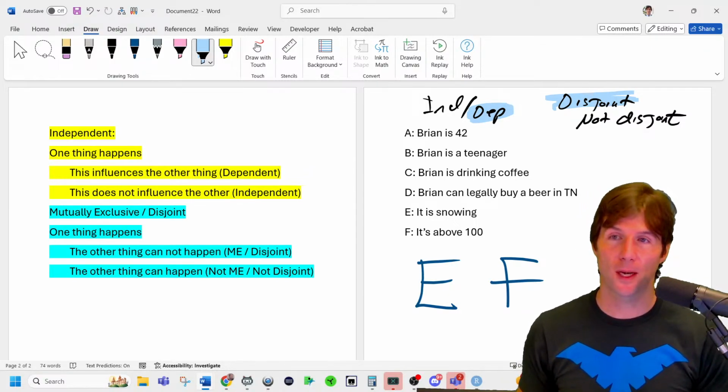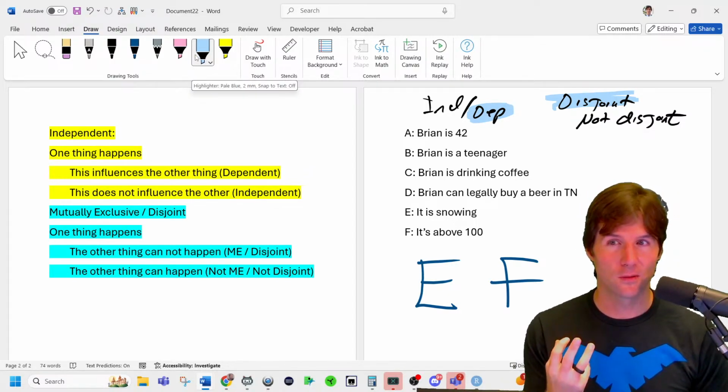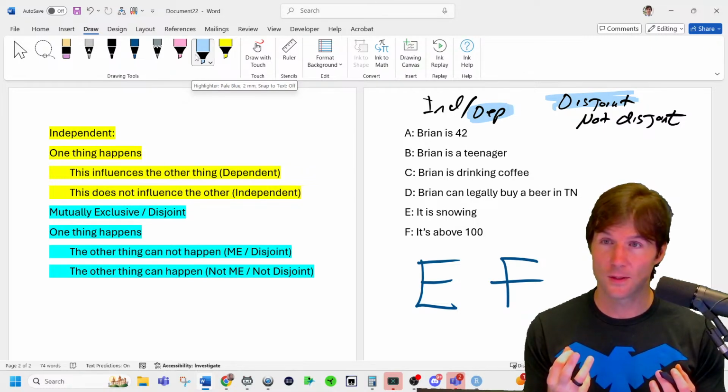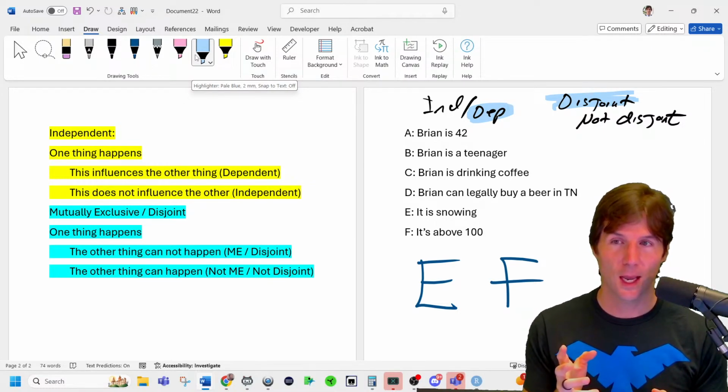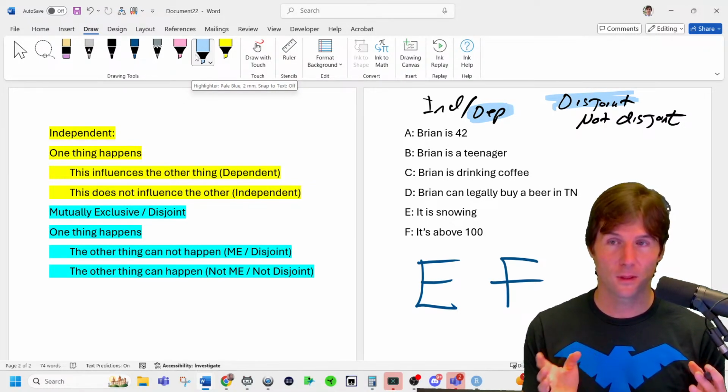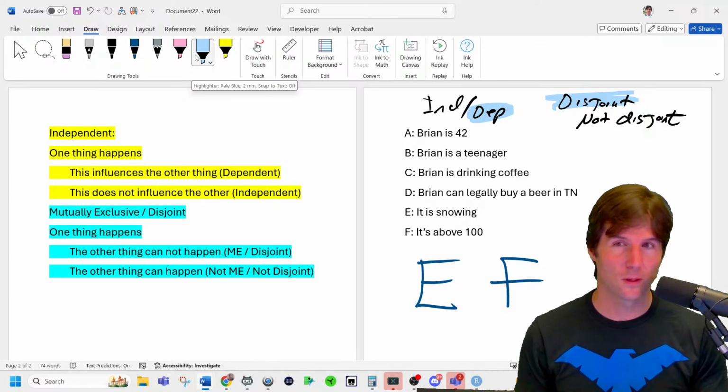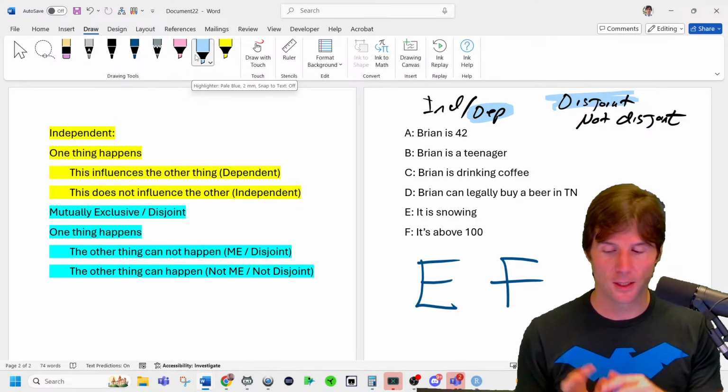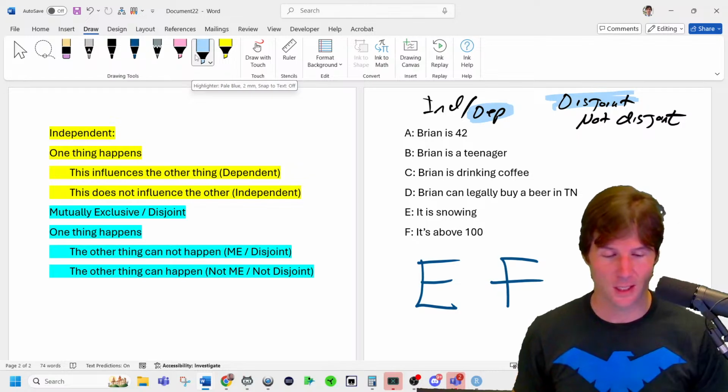You need to stop and ask yourself, does this influence what I think about this? It does. It's dependent. If this happens, can this other thing happen? Yes. It's not mutually exclusive. You have to follow these steps right here and just think through each one and give yourself the tests.